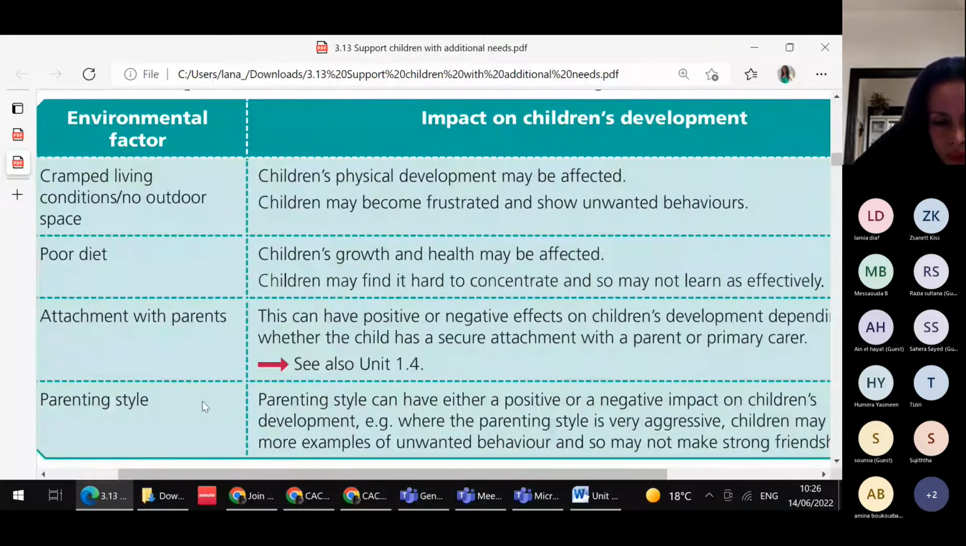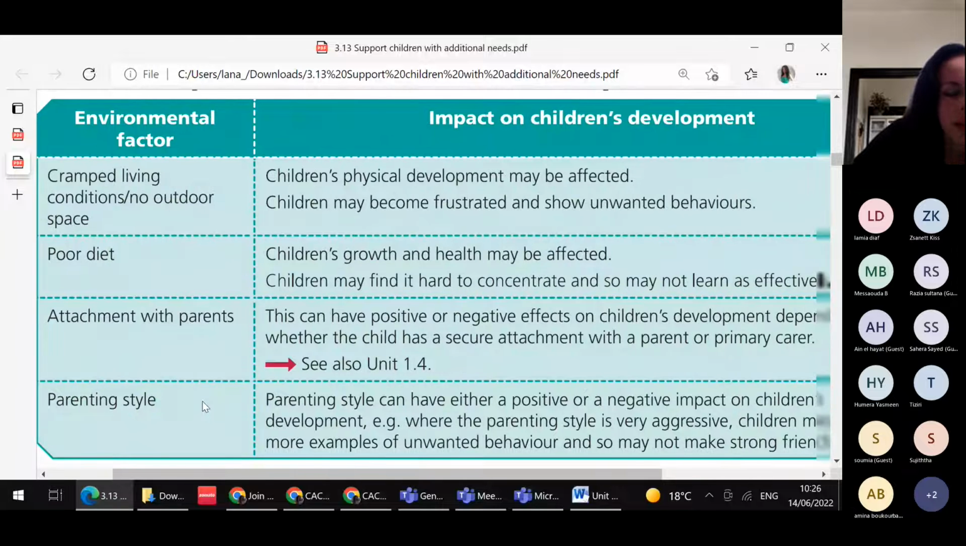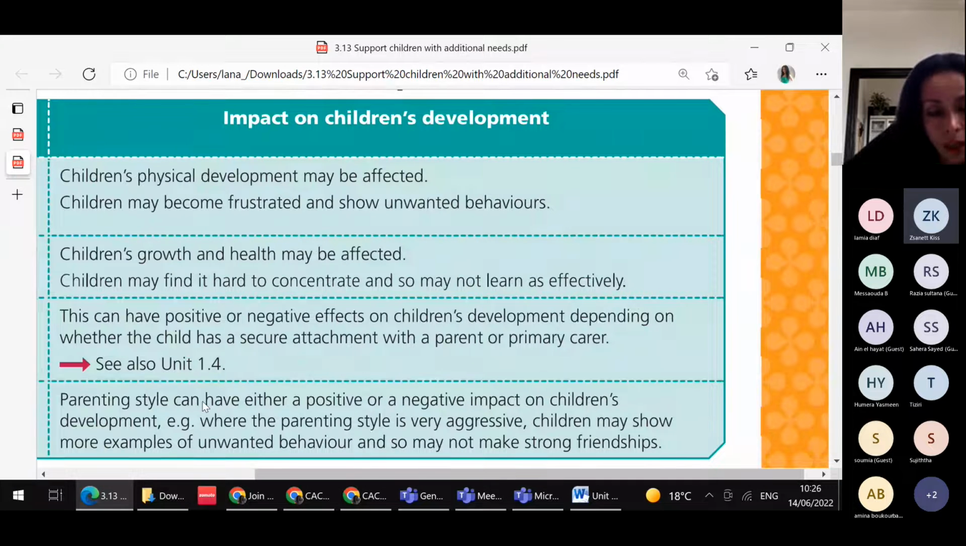Also, we have attachment with parents. How does that affect the child? This could be either positive or negative. Maybe some of the parents are over-controlling, and that will affect the child's development. They would be saying to him, for example, don't go, don't do this. So the child wouldn't be able to do any physical activities, wouldn't be able to be social with other kids. So that will affect the child's development.